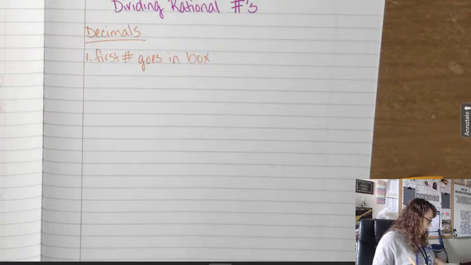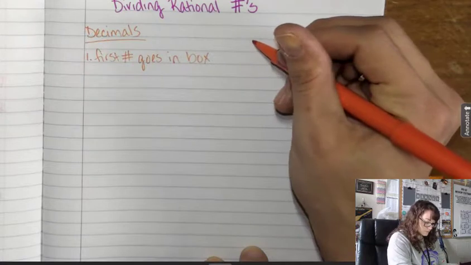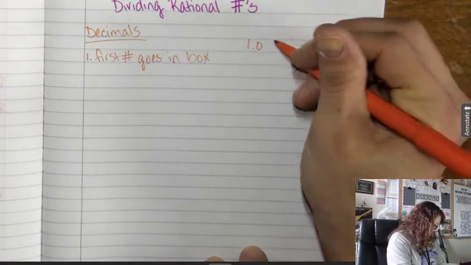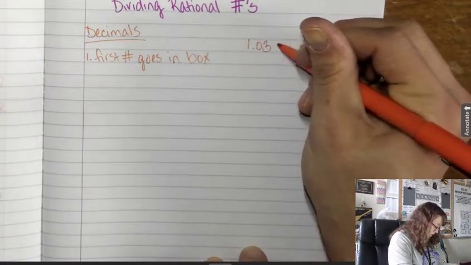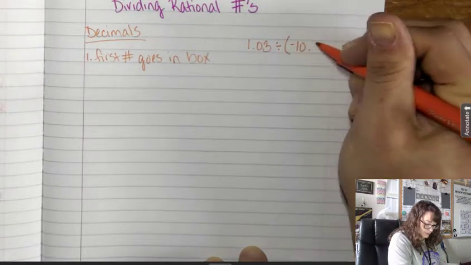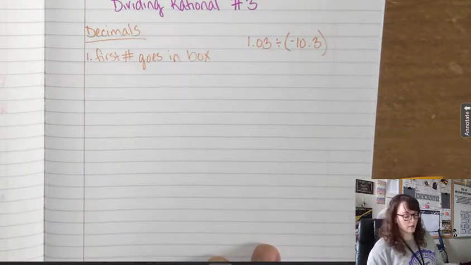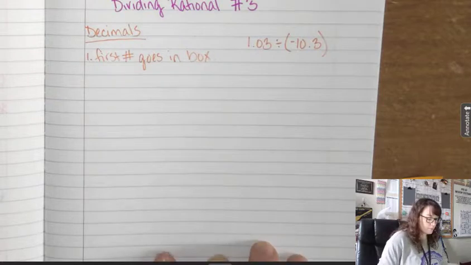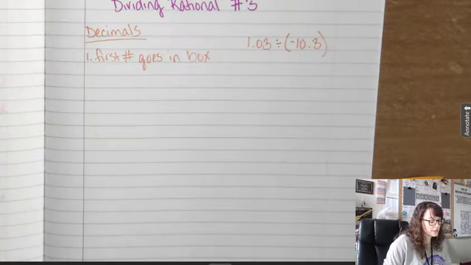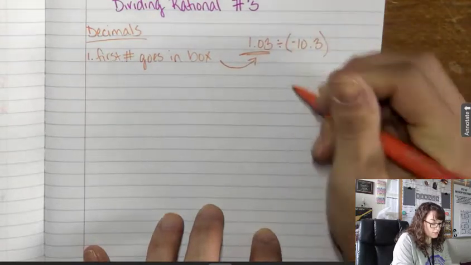So if you had, let me find a good decimal, 1.03 divided by negative 10.3. 1.03 divided by negative 10.3. Which number is first? 1.03. This one. So this one goes in the box.